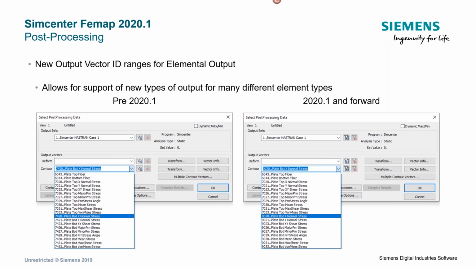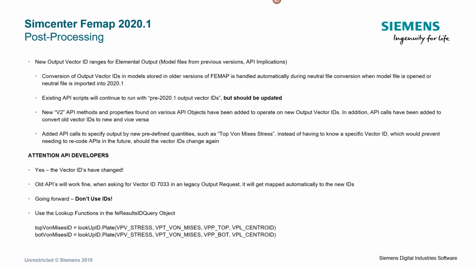New output vector ID ranges for elemental output. The ID ranges have been adjusted. You'll notice here on the left-hand side, plate bottom was 7420, now it is 9020. The important thing to notice here, and this is really important for people developing APIs, is that we don't want you to use IDs anymore. You now want to use the FE results ID query object instead of using IDs. So be careful with APIs.